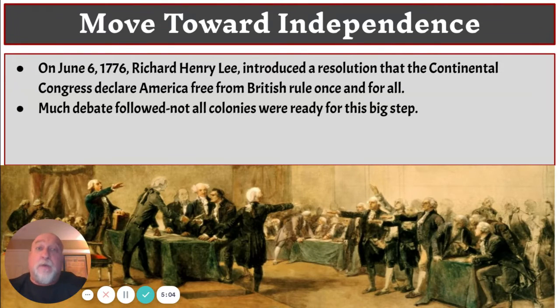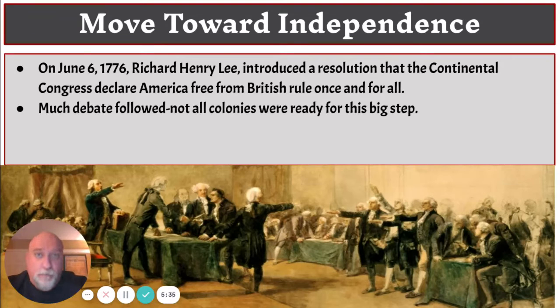Eventually they agree that they are going to wait one month and revisit this idea of independence. And during that month, they're going to do a couple of things. First of all, the delegates are going to write to their home state government. So the Massachusetts delegates, for example, are going to write home to the Massachusetts state government. And they're going to ask, what do you want us to do? Do you want us to declare our independence, or do you wish us to declare that we are still loyal to the king?